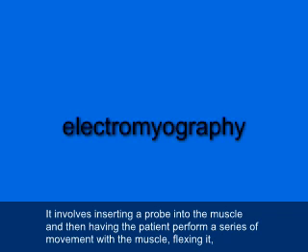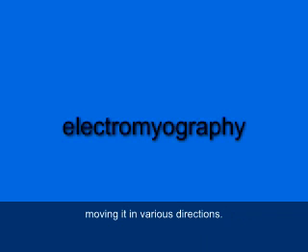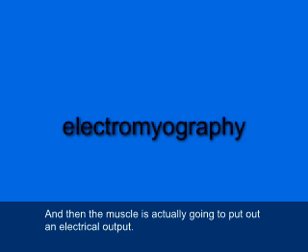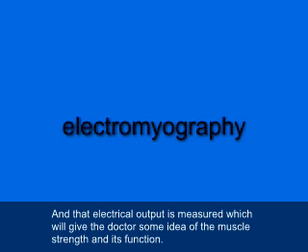It involves inserting a probe into the muscle and then having the patient perform a series of movements with the muscle, flexing it, moving it in various directions. And then the muscle is actually going to put out an electrical output. And that electrical output is measured, which will give the doctor some idea of the muscle strength and its function.